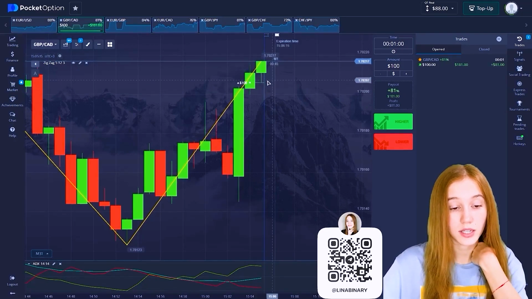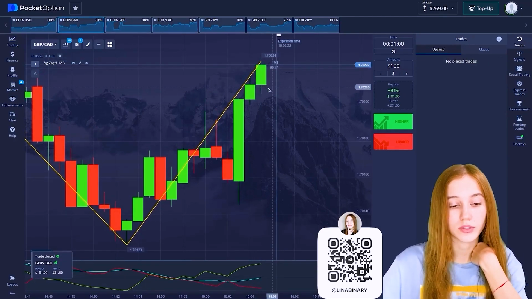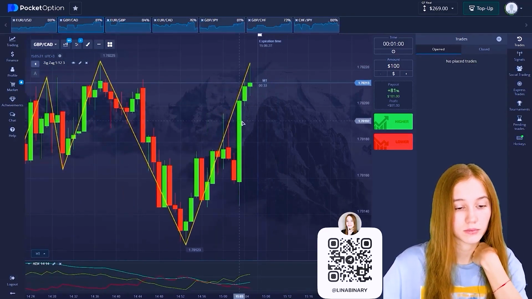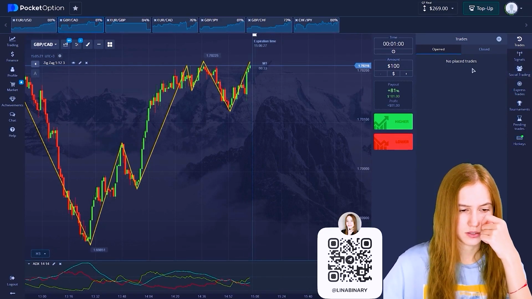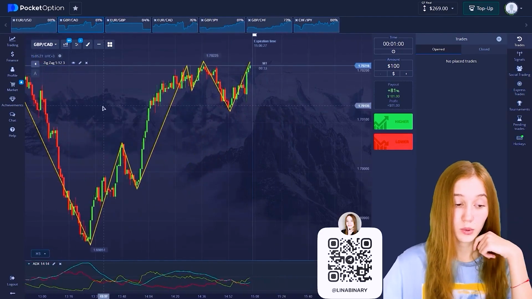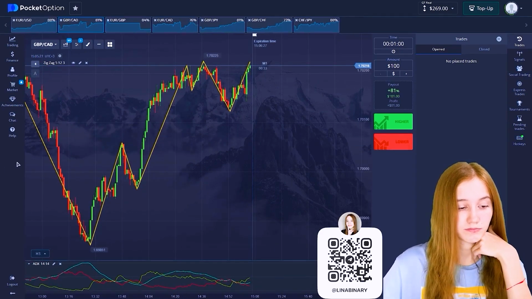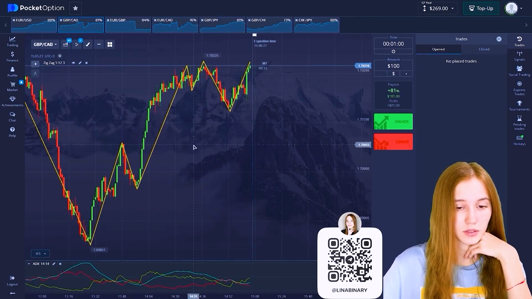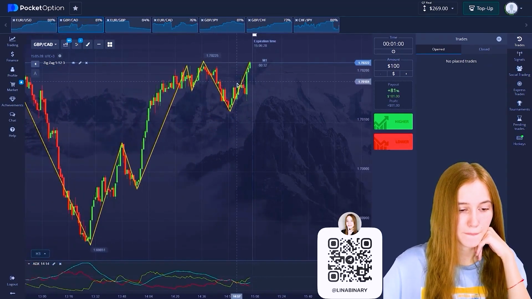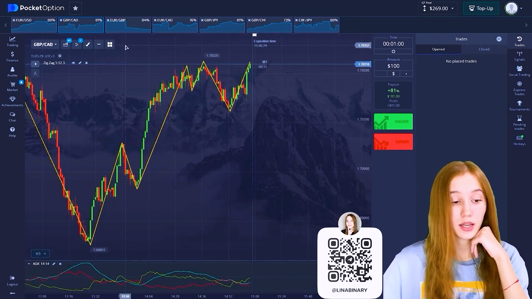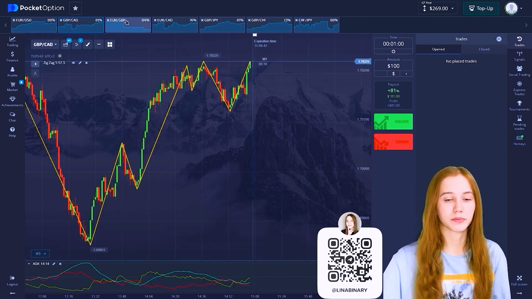Here we see the deal should close in plus, I think. Yeah, good. Our profits, let's see. Our deal is in plus. Let's move on to the next currency pair.